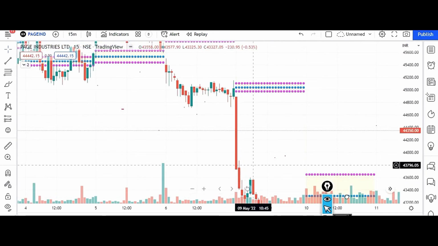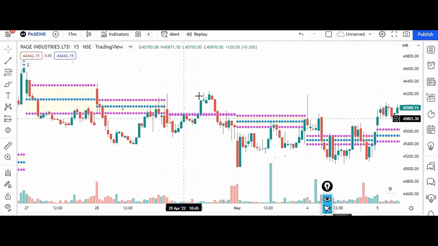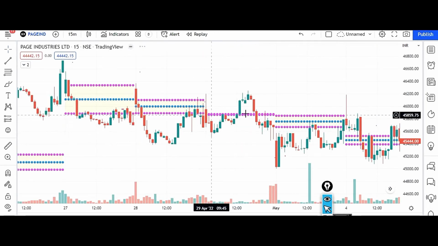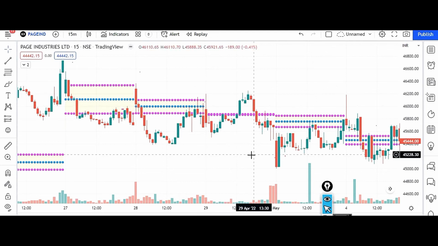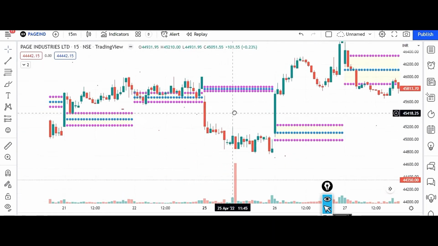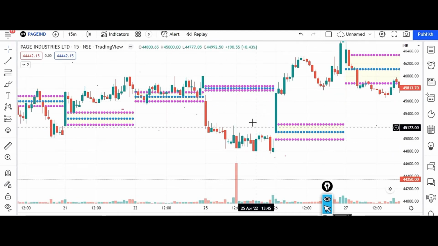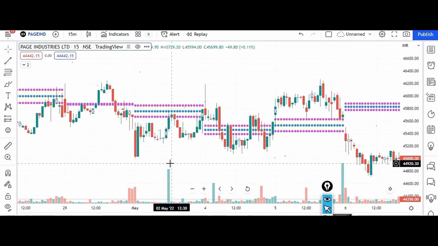See, it can easily break these levels. This is the narrow CPR, price is breaking easily. So price can propagate upside to downside, downside to upside easily. Okay. And it will be trending. If it does not happen on the particular day, next day, definitely it happens, say the trending day. For wide CPR, it will be the range bound to reversal day. Okay.